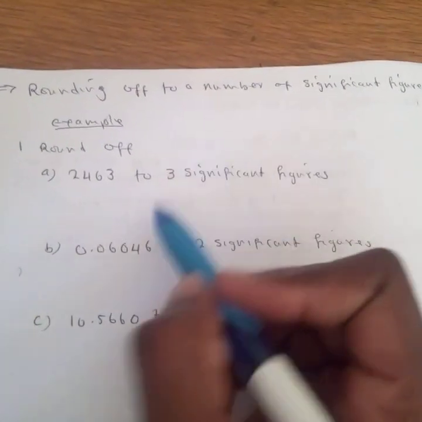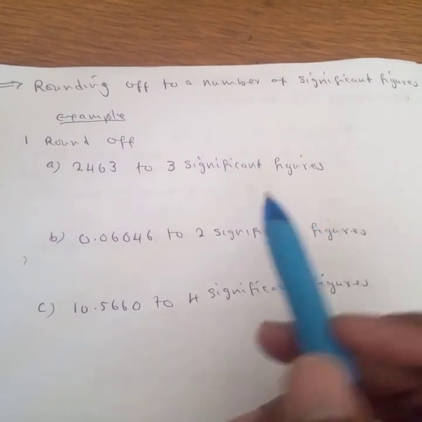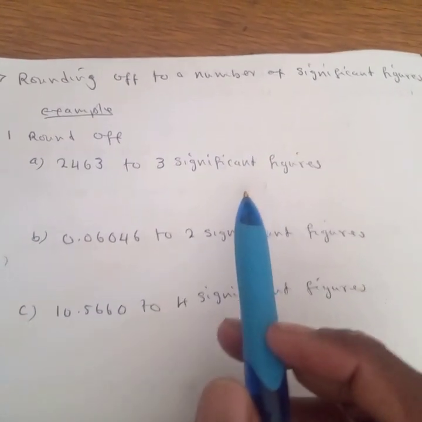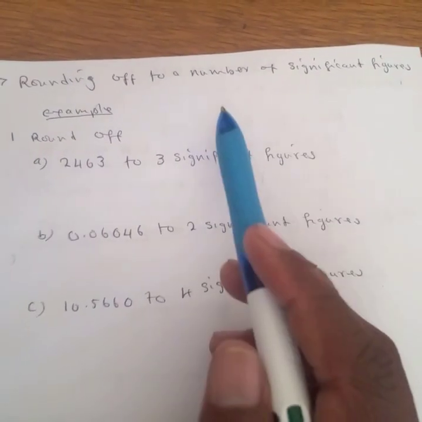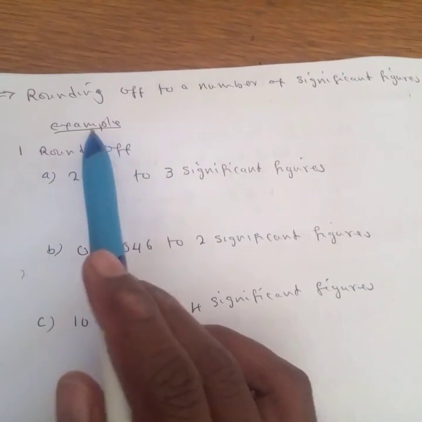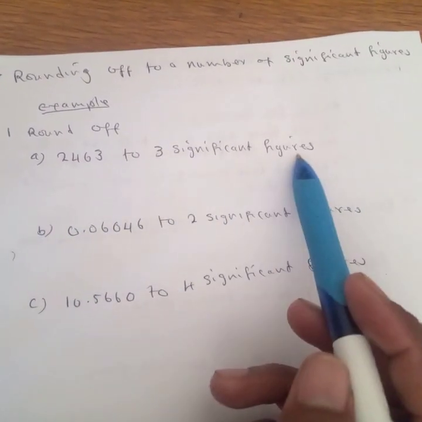So now we know what significant figures are. We looked at that in the previous video. If you haven't watched the previous video, I would recommend you go and watch it first, and therefore these significant figures will make sense. So let's start. Example: round off 2463 to 3 significant figures.